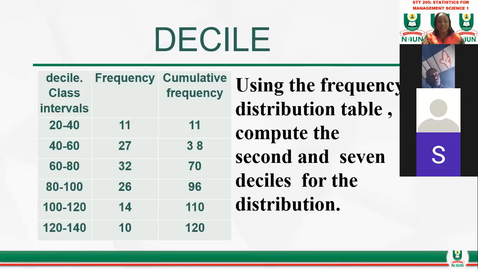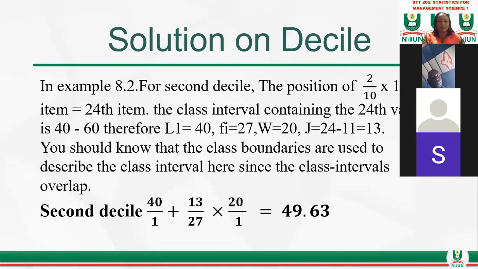Remember, I told you that it's the same formula. What you just need to do, instead of dividing by 4, is divide by 10. So let's look at the first one. How do we compute the second decile from this table? We follow the same rule. The example is on your course page. I extracted it from your course page. Example 8.2.